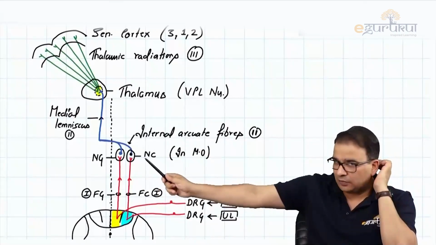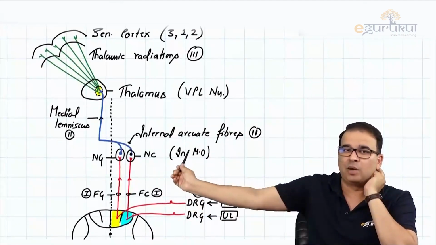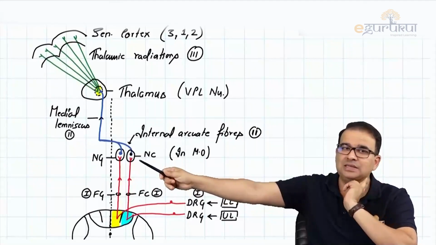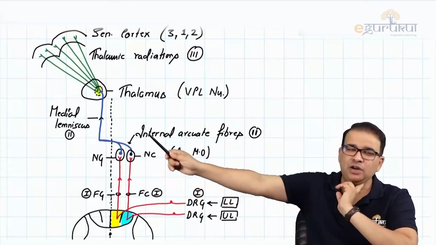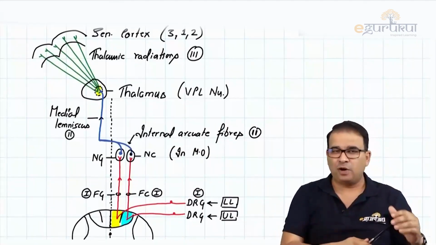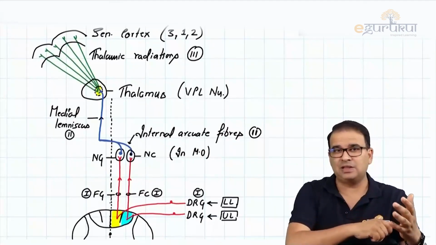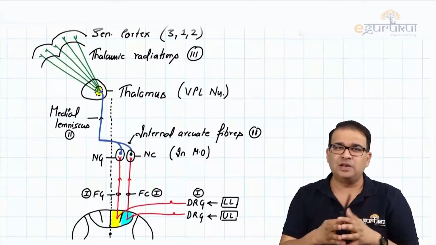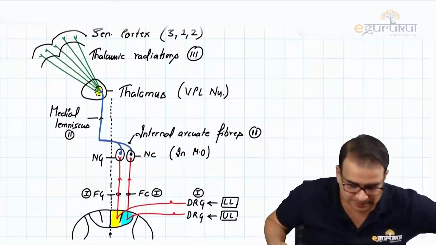And instead of relaying somewhere in the spinal cord, they find their nuclei in the medulla oblongata, which are nucleus gracilis and nucleus cuneatus. End of the first order neuron, second order neuron starts, forms internal arcuate fiber, goes to the other side, forms a lemniscus called the medial lemniscus, which is also joined by the anterior spinothalamic tract, relays into the VPL nucleus of the thalamus, and ultimately thalamic radiation reaches the sensory cortex.